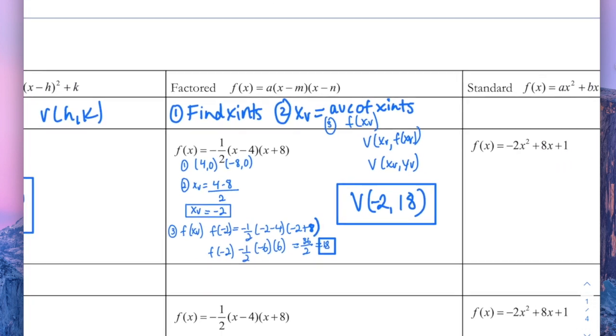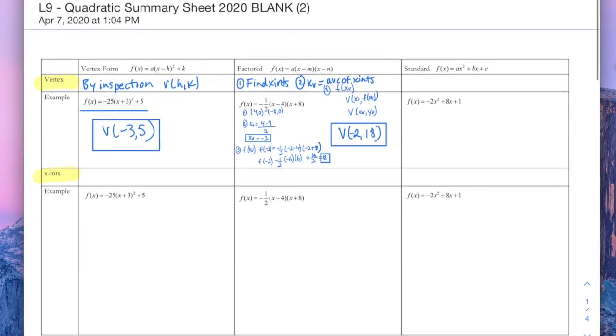All right, how do we do that in standard form? Well, this is to be announced, so that will be next unit. We can go over that next unit.